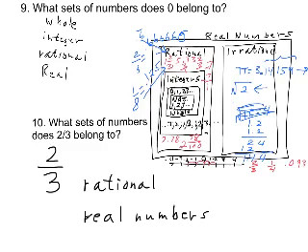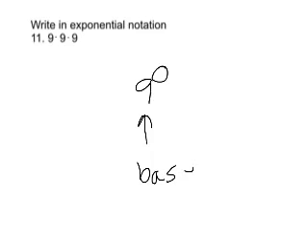So, not so hard. Number 11, write in exponential notation. That means write with exponents or powers. 9 times 9 times 9. Well, remember the exponents, we have a base, in this case it's 9, and then we have an exponent, which goes up here, a small number. And that small number tells us how many times the base is multiplied times itself. So in this case it's 3 times, so the answer would be 9 to the 3rd power.